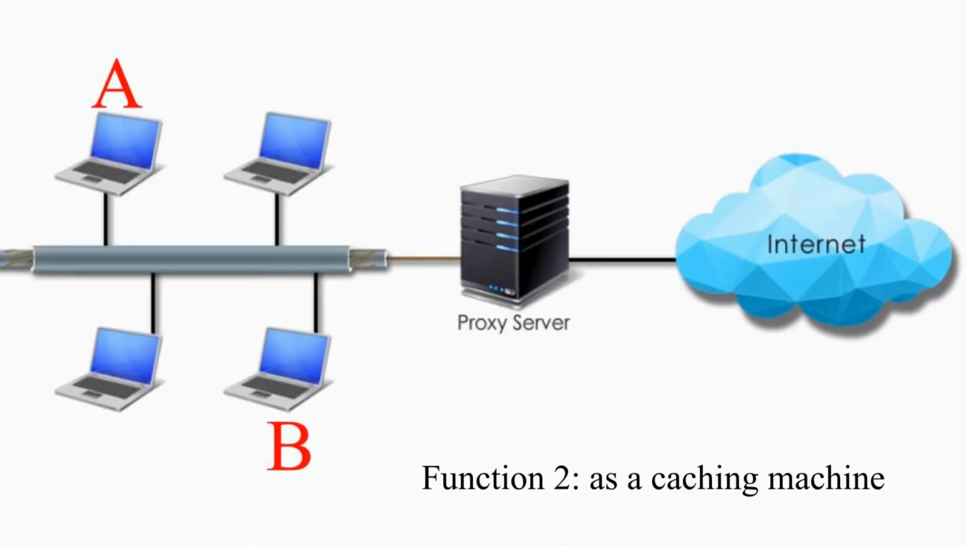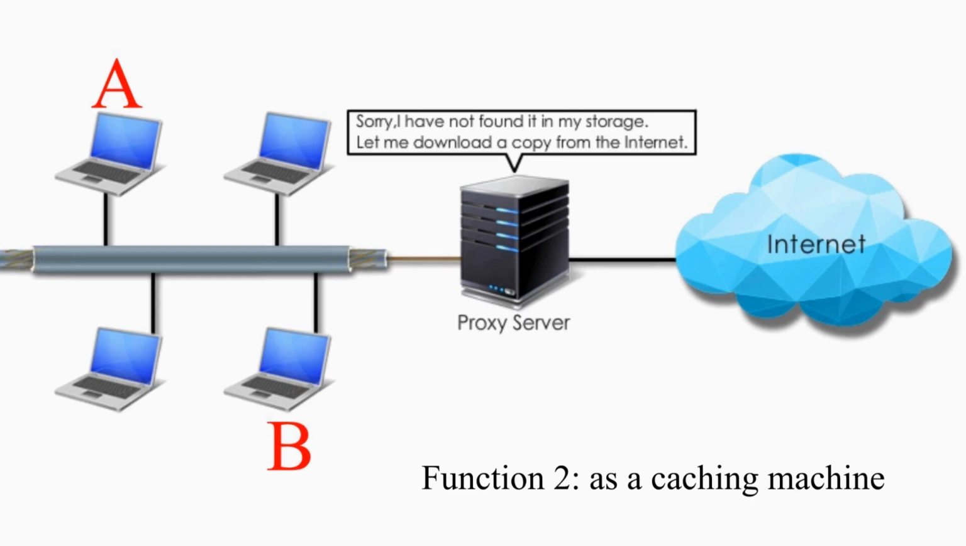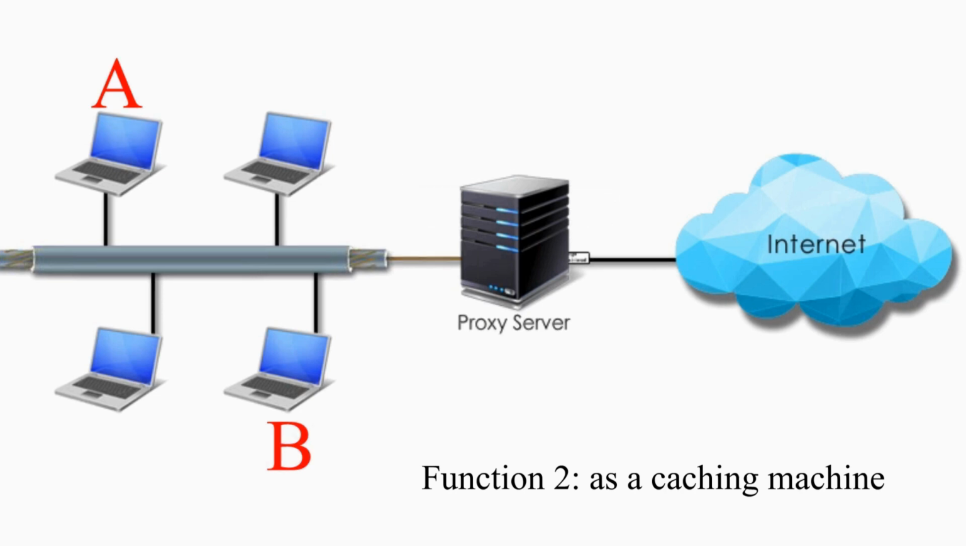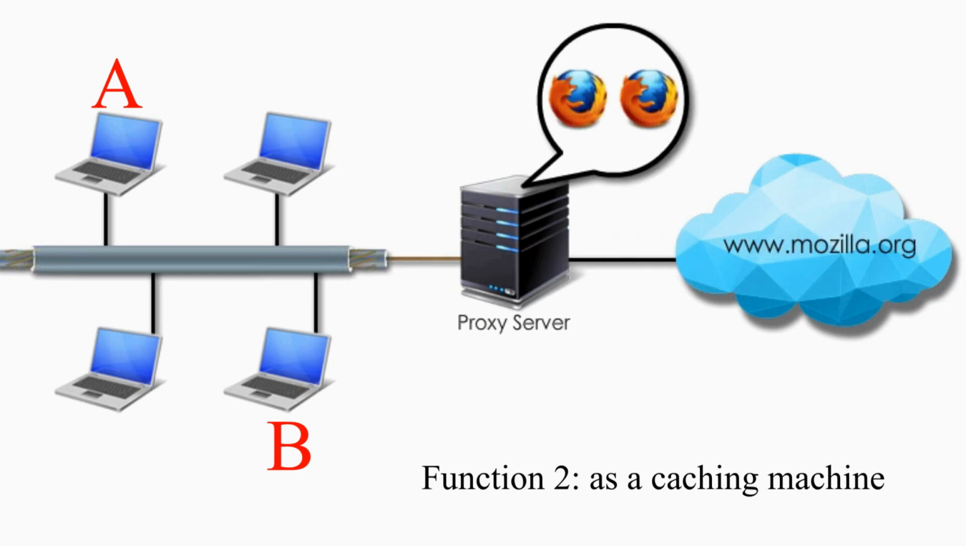2. Proxy server can act as a caching machine. For example, client A wants a latest version of Firefox. The proxy first checks its cache. Sorry, I haven't found it in my storage. Let me download a copy from the internet. The proxy server would go to the Mozilla website and download the software. Then it forwards a copy to the client A and keeps a copy in its cache.